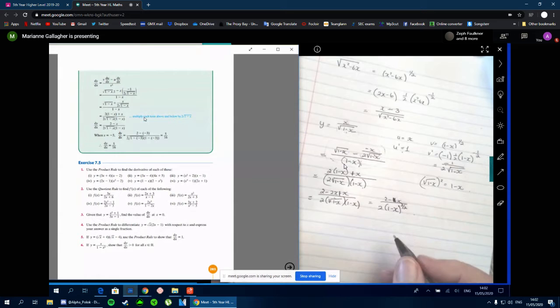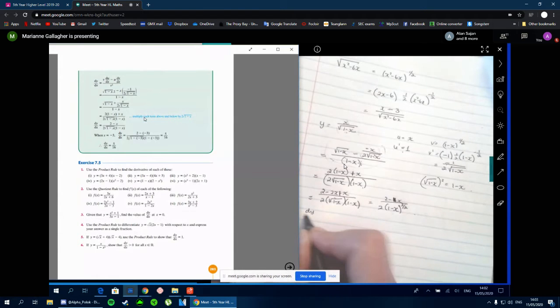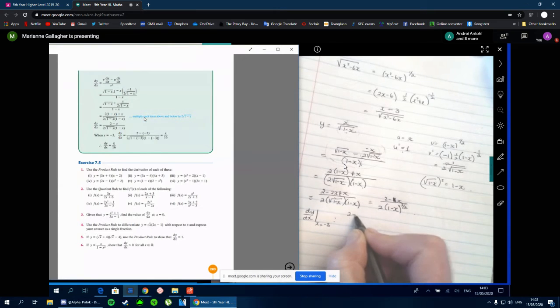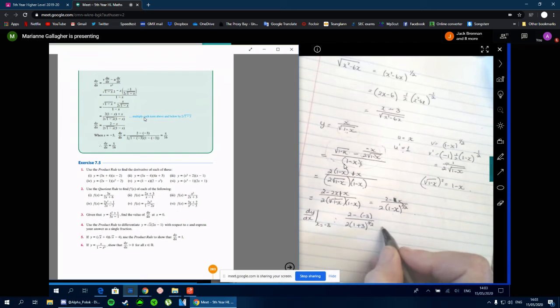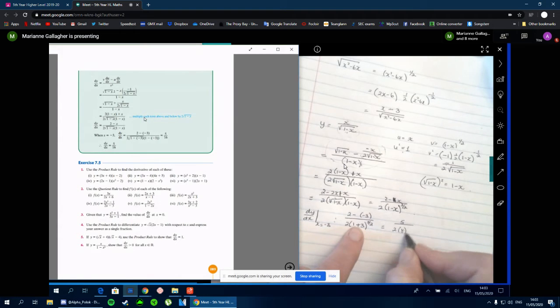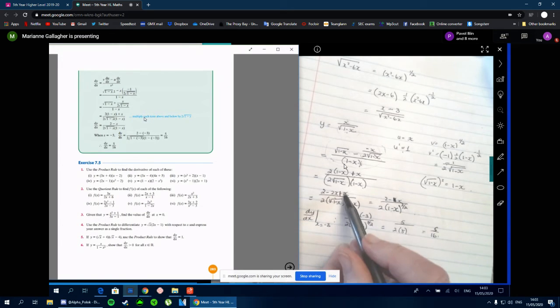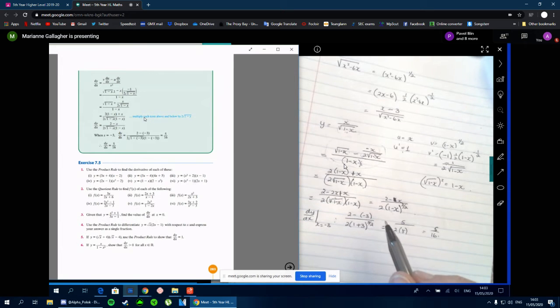And now we sub in negative 3 for x. So we're working out dy dx at x equals negative 3. So you've got 2 minus, wherever there's an x, you change it to negative 3, over 2 times 1 plus 3, because it's 1 minus negative 3, to the power of 3 over 2, which is 5 over 2 times, that's 4, square root of 4 is 2, and 2 cubed is 8, that's 5/16. You can put that into the calculator, just like that, and sub in your values of x.